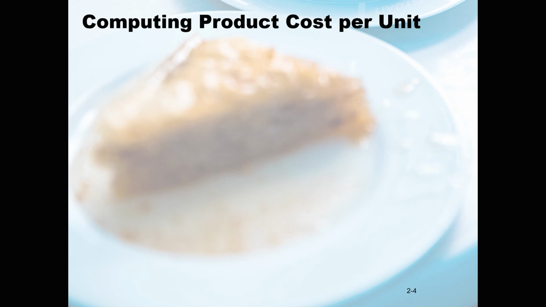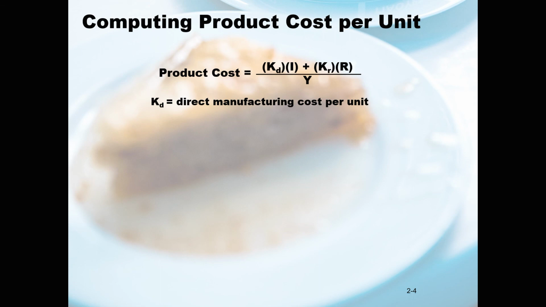Now, how do these numbers affect our cost per unit? This is our equation for cost per unit, K sub D, which is going to be our direct manufacturing cost per unit. Now, this is multiplied times our input. So if we start off with 500 units, our K sub D is going to be multiplied times 500.